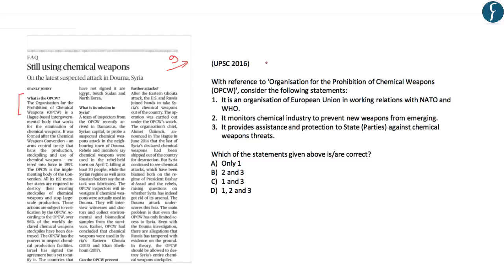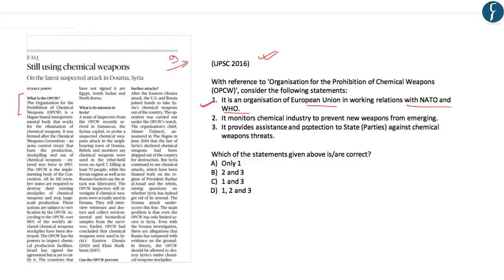Now, a straightforward question was asked by the UPSC in the year 2016. The question read: with reference to the Organization for Prohibition of Chemical Weapons, consider the following statements. First, it is an organization of the European Union in working relations with NATO and WHO, that is, the World Health Organization. Thus, in this statement, you need to know about the OPCW.